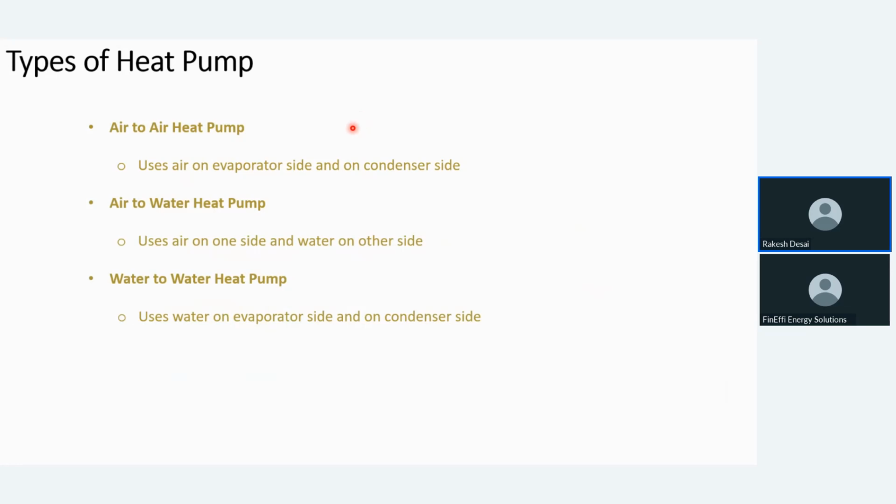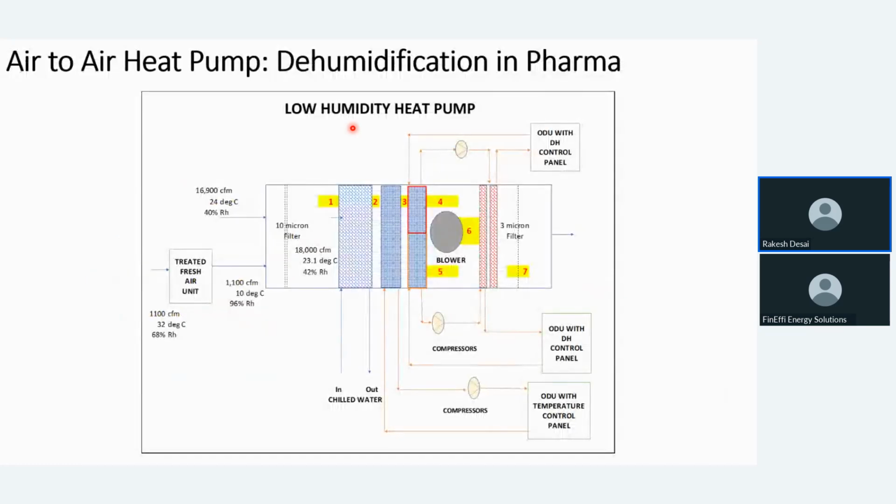Rather than going into the theory, I will try to explain these systems in a practical manner. So this is an air-to-air heat pump in the pharma industry. It is a low humidity heat pump. The system requirement is 24 degrees centigrade and 40% RH. This is the room condition requirement in the pharma industry.